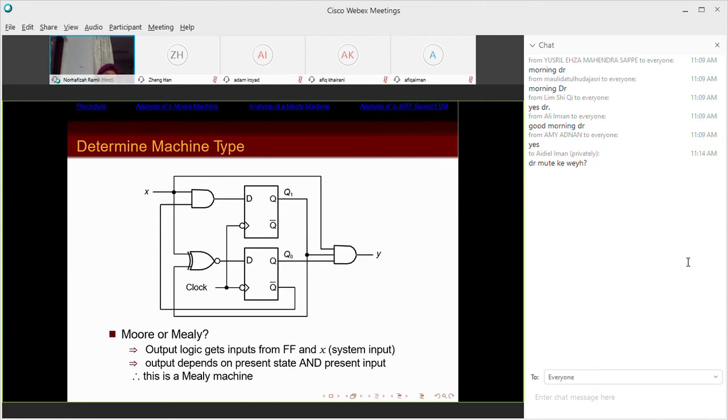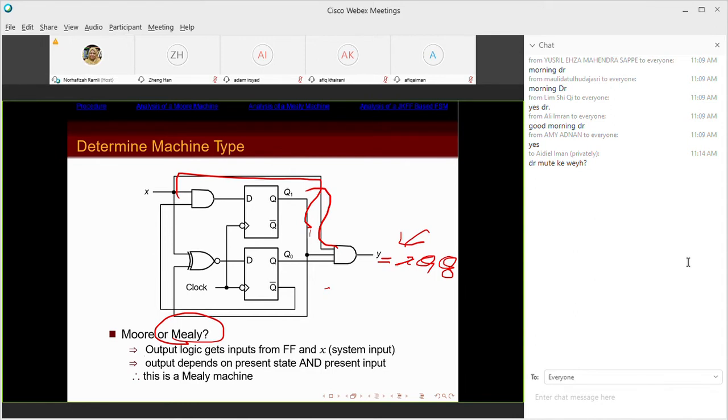Now you see what happened with the output Y? You have this wire. So that means obviously this is Mealy, because now Y is equal to X, Q1 and Q0. Because there is an external input, therefore this is Mealy. It depends not only on the present state but also on the input.